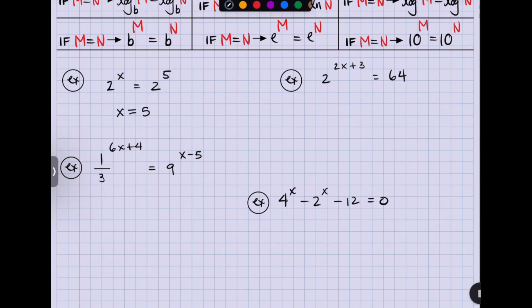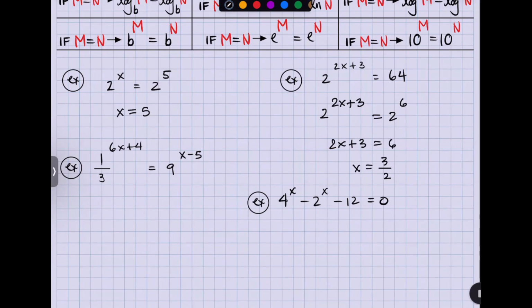Example on the right. What's that going to equal to? 2 to the 6? So that means 2x plus 3 is equal to 6. So x is going to equal to what?